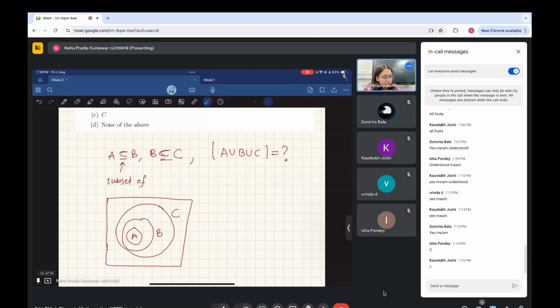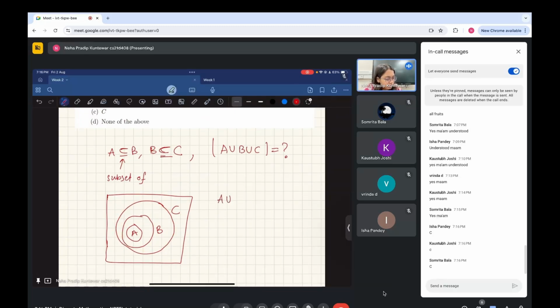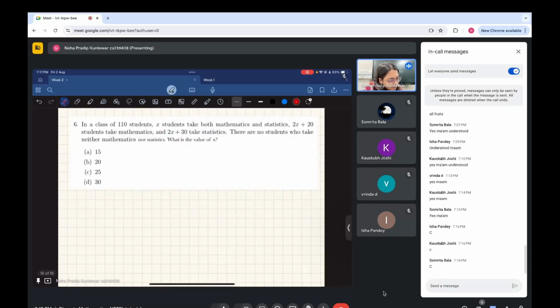So what would be the union of A union B union C? That is nothing but the set C, and hence the cardinality of A union B union C is the same as the cardinality of set C. This was from the fact that we stated earlier in one of the questions. So the shaded area here is basically what the cardinality of C would look like. So C is the correct answer, which is also what all of you answered. Okay, good. Now we will look at the next question.